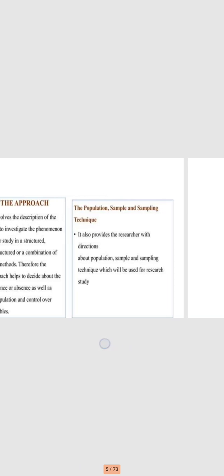So next is the approach. The approach involves the description of the plan to investigate the phenomena under study in a structured, unstructured or a combination of the two methods. Therefore, the approach helps to decide about the presence and absence as well as manipulation and control over variables.